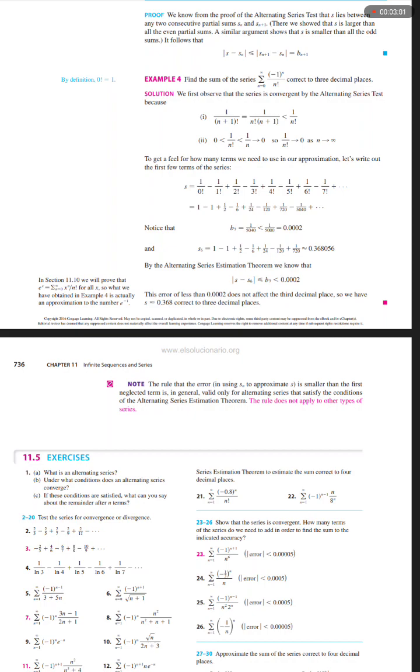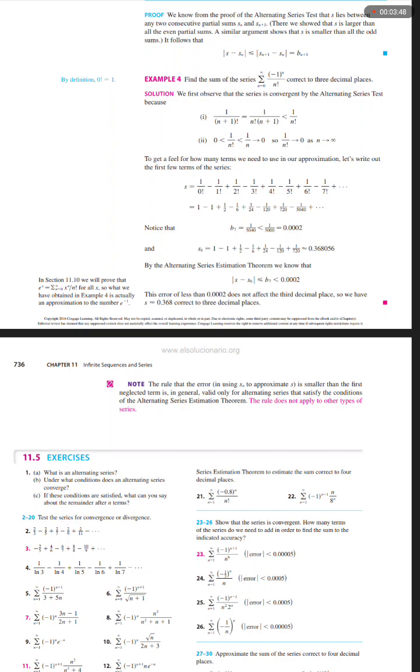Notice that b sub 7 equals 1 over 5040, which is less than 1 over 5000, which equals 0.0002, and S sub 6 equals 1 minus 1 plus 1/2 minus 1/6 plus 1/24 minus 1/120 plus 1/720, which is approximately equal to 0.368056.